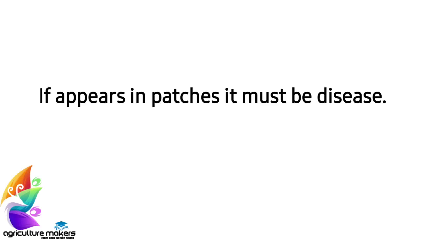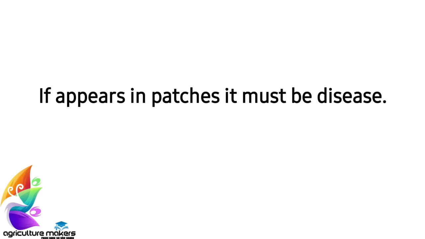You can easily differentiate between a nutritional deficiency and diseases through lab analysis. But in the field, one of the easier ways to differentiate disease and nutritional deficiency is by looking whether the symptoms appear in patches or all over the field. If it appears in patches, then it must be disease, because nutritional deficiency is due to the deficiency of a particular element in the soil. Since the soil in that particular locality is not that much different, the symptom appears all over the field.